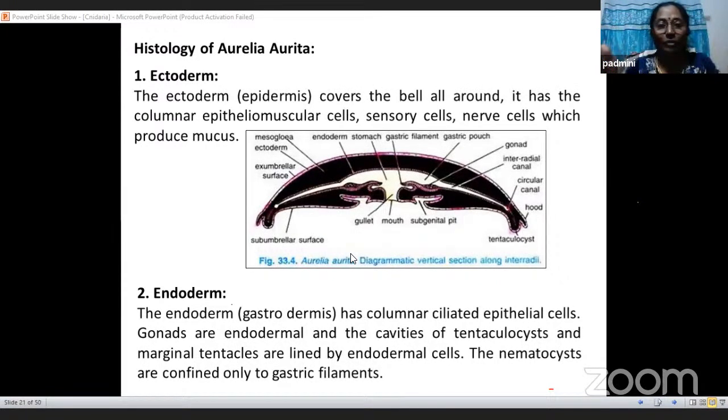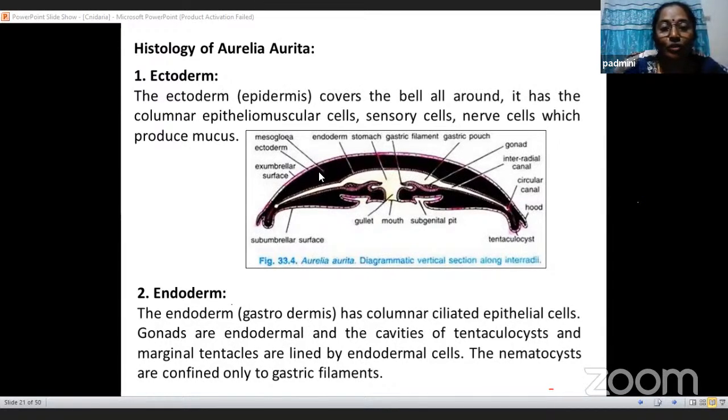Till now we saw the anatomy part. Now I'm going to take a section of it. That is, for example, if this is Aurelia, I'm going to cut it and see what is there inside, how the internal structure looks like. So that is the histology over there. So you have an ectoderm that covers the bell all around. So this is the exumbrellar surface, and that covering is the ectoderm.